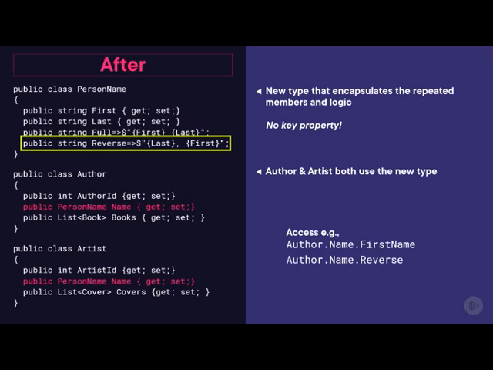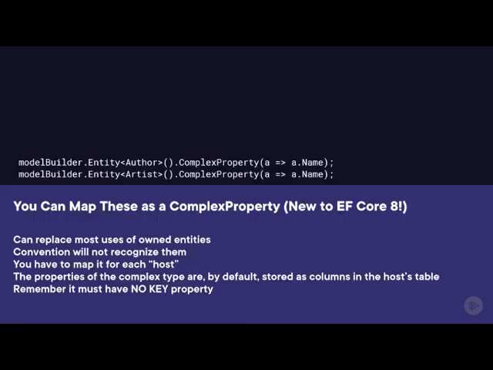EF-Core is not going to understand this by default, though. It will assume that person name is an entity in a relationship with author and a relationship with artist, and it'll throw an exception complaining that person name needs a key property. To correct this, we need to add configurations in the pub context, just as we did for the complex type that maps to a JSON string in a single field. But for complex properties, we have the complex property method and pass in a lambda representing the name property.